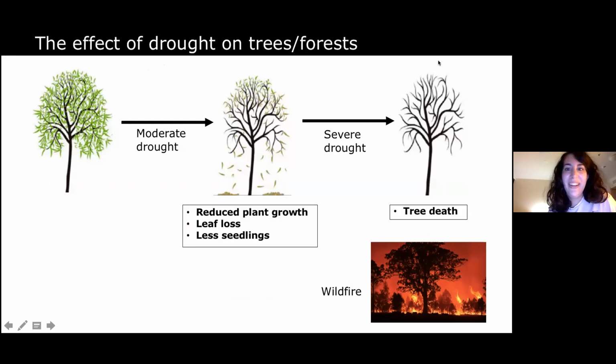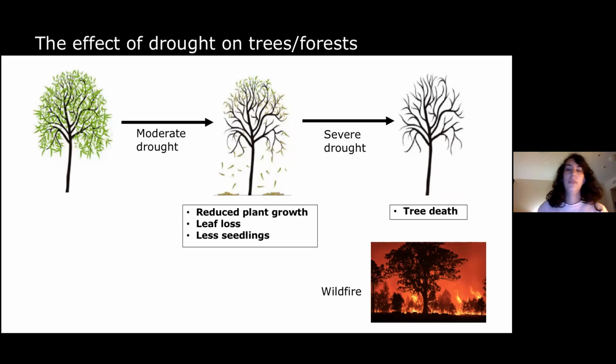Yeah, just checking. All right, so first, what would be the effect of drought on trees? You have a lot of very simple, easy to predict direct effects of drought on trees. Obviously when you have a drought, you tend to have reduced plant growth and things such as leaf loss or less seedling production. And if the drought is very severe, you can have some tree death. In some cases, if the drought is very intense, you can even have wildfires, which will obviously lead to tree death as well. So this is a kind of easy to predict effect of drought on trees.